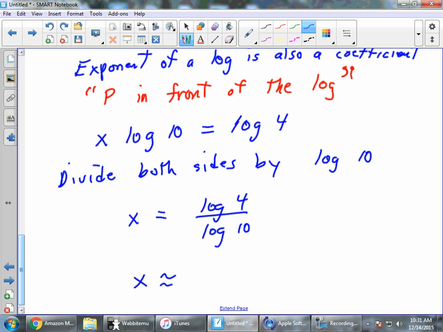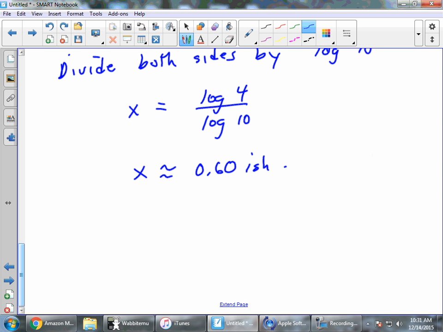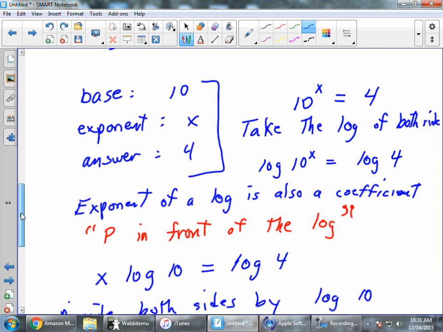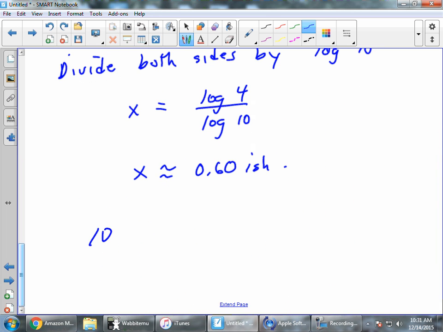Heaven, log of 4 over log of 10 equals 0.60-ish. Okay, so let's just leave that in your calculator. Don't do anything with it. We started with 10 to the x equals 4. So go 10, second answer. And what should you get? You should get 4, and if you do, it works.